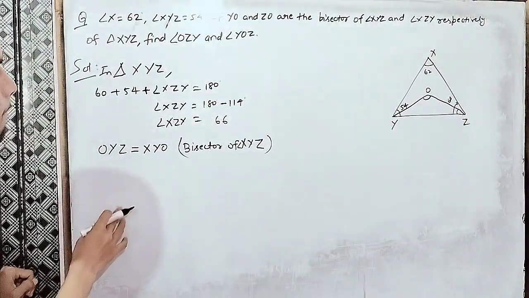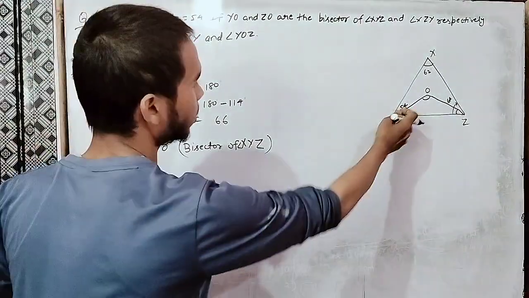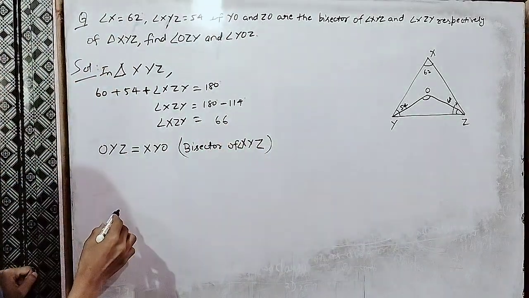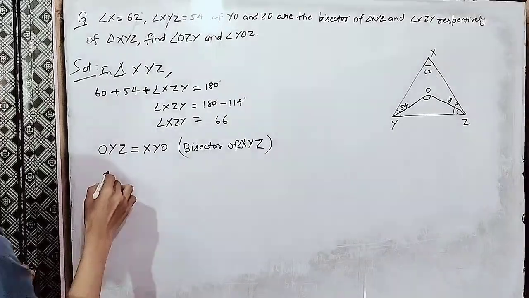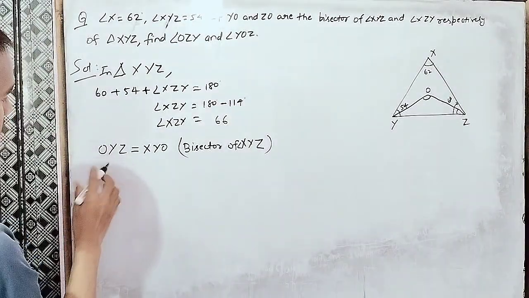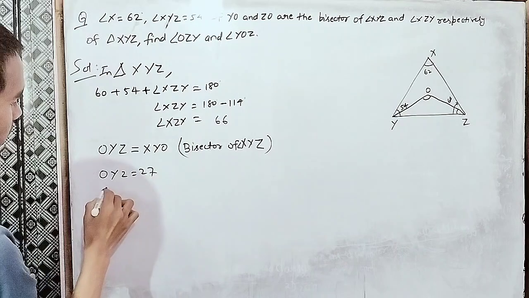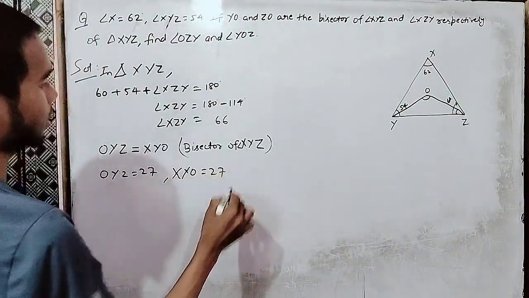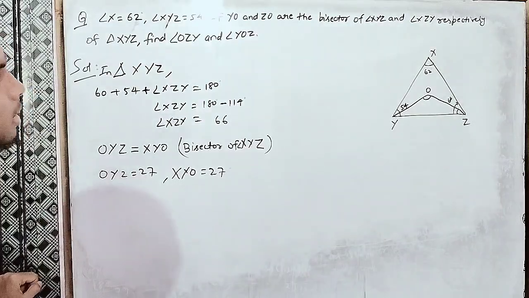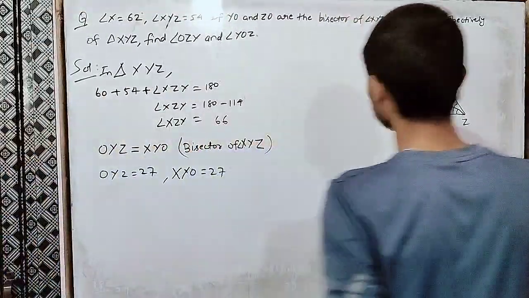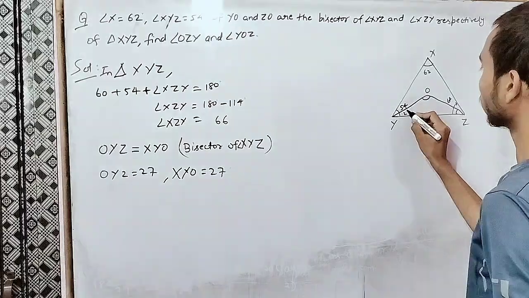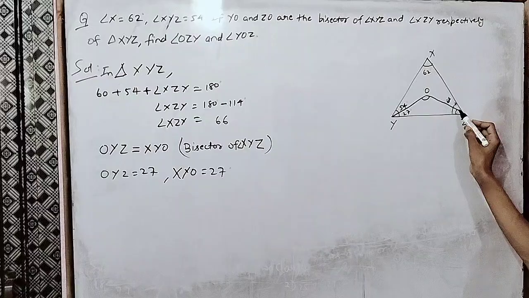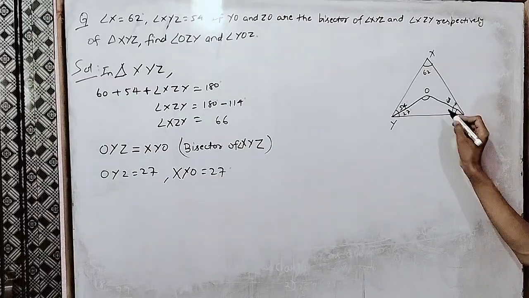Now we have 54. We will divide it, and we will have 27. OYZ is 27, and XYO is also 27. So the value of this angle is how much? 33.